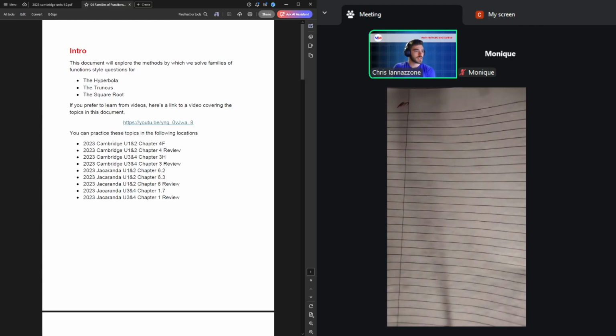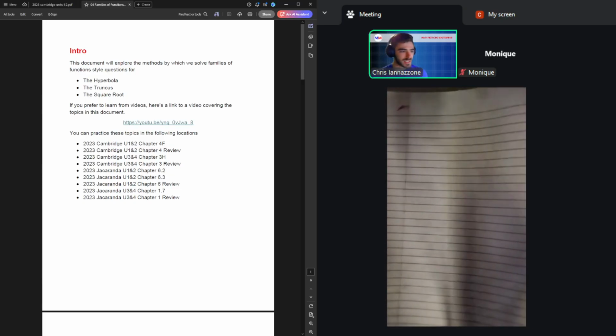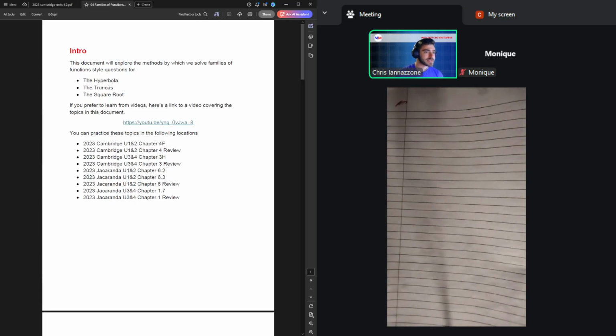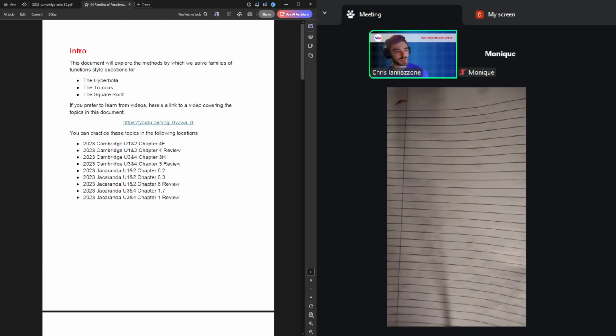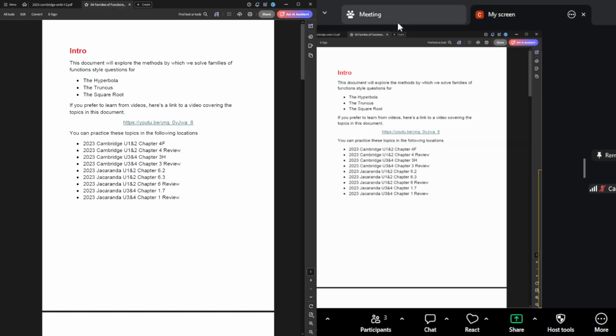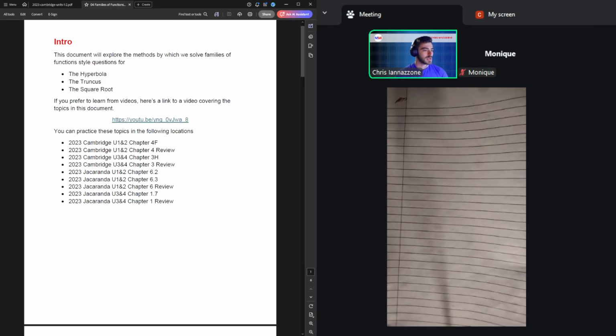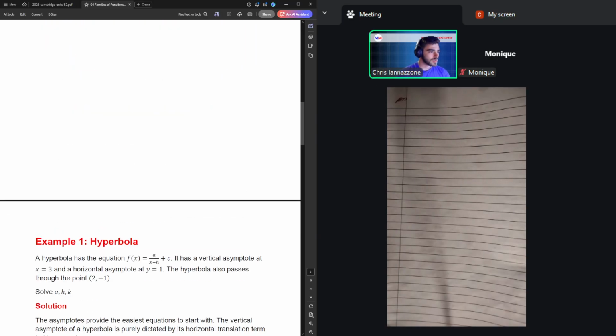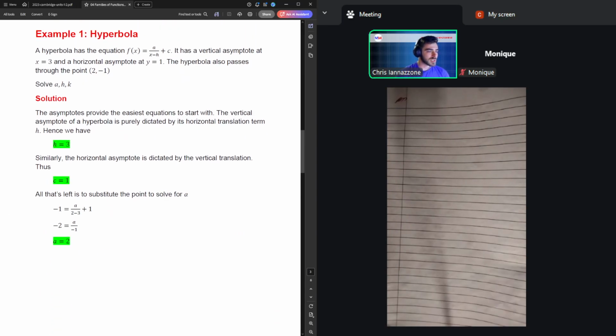Okay, so last week we did all of the gallery of graphs type questions, which were like the hyperbola, the truncus, the square root. We're going to continue on with and essentially conclude that chapter section by looking at the other kinds of questions that will come up around those particular functions, namely what are referred to as the families of functions style questions. So we've done them before in the context of like polynomials, quadratics, that sort of thing.